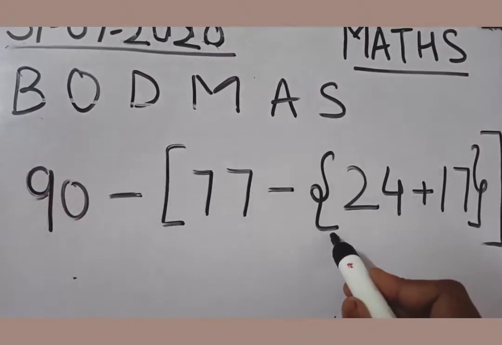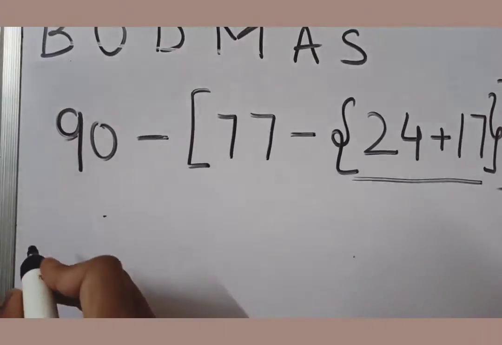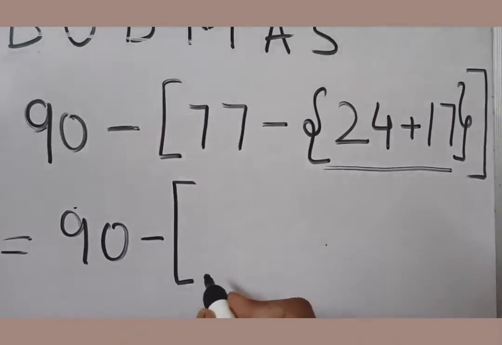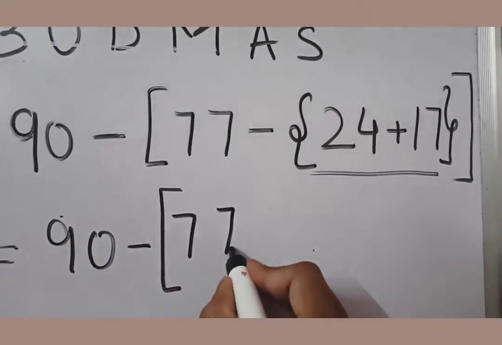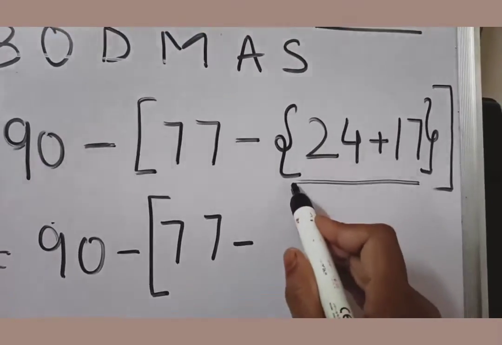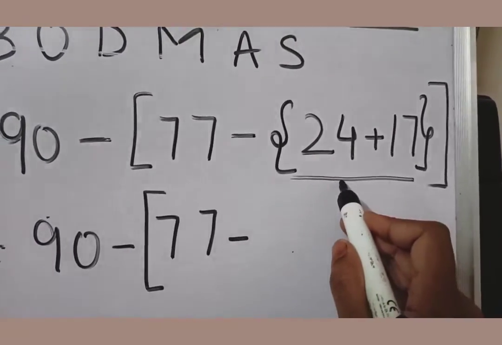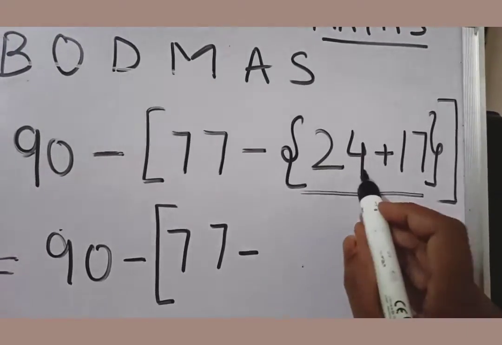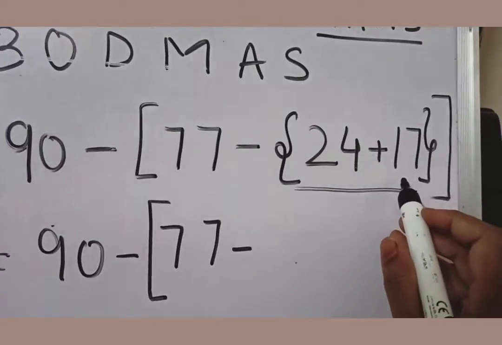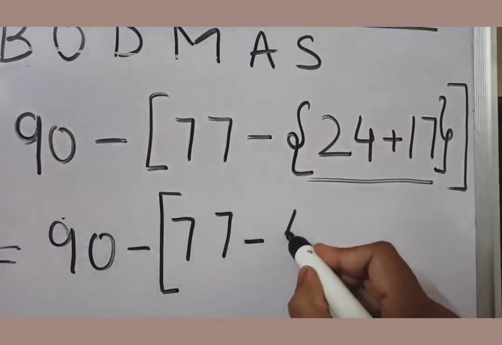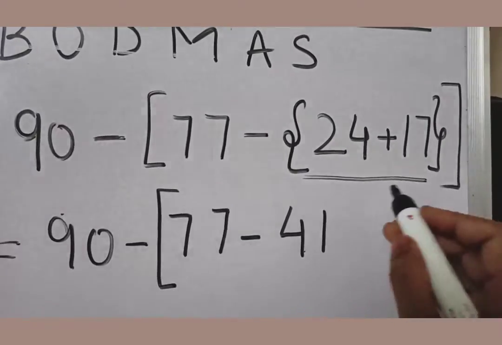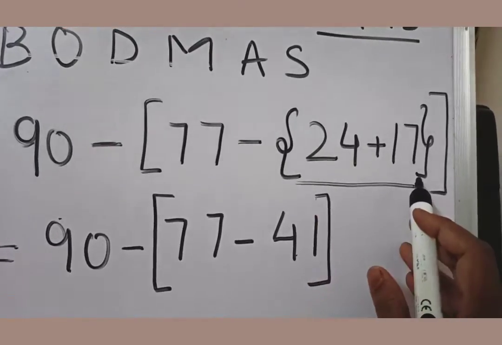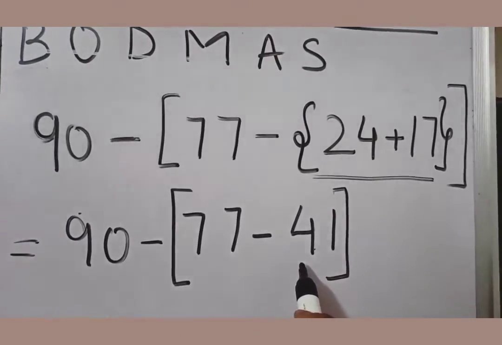It means I'm going to solve this part only in the first step. So we will write 90 as it is and then the starting of our square bracket, 77 minus, and now since I'm going to solve it and we will get a number as an answer, I'm not going to put these curly brackets. So I'll simply add these two numbers 24 and 17. We will get an answer 41 and then I'll close the square bracket. So this is something important. When you are solving this curly bracket, you are not going to put curly brackets here now.